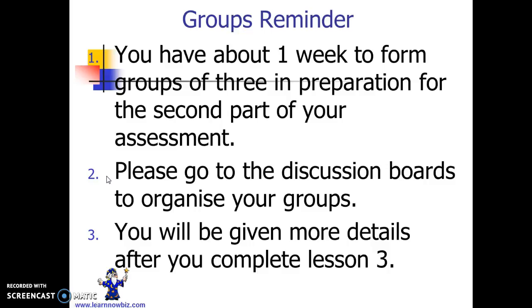Just a reminder before we progress any further, you've got 1 week to form your groups of 3 in preparation for the second part of your assessment. Again, go to the discussion boards to organise your groups. You'll be given more details after you complete lesson 3.